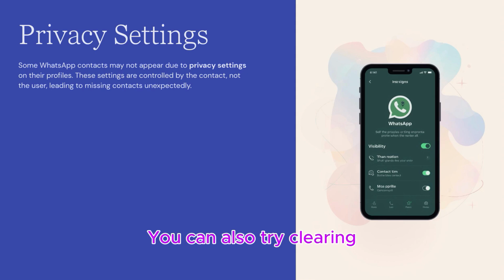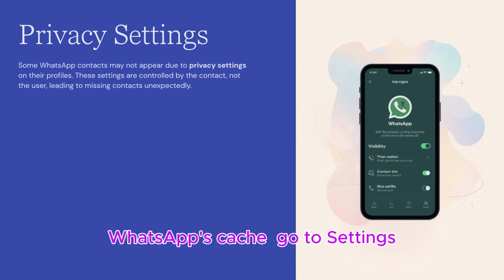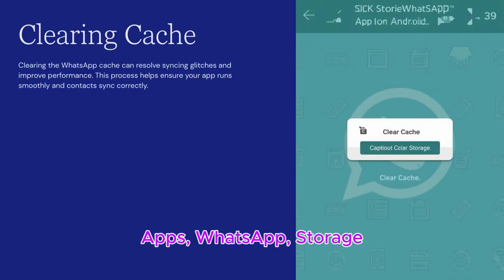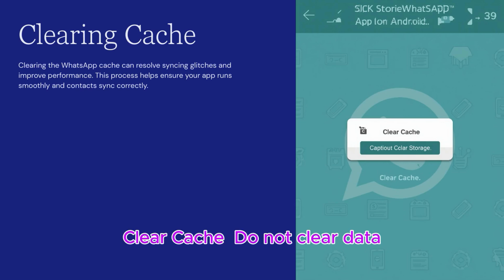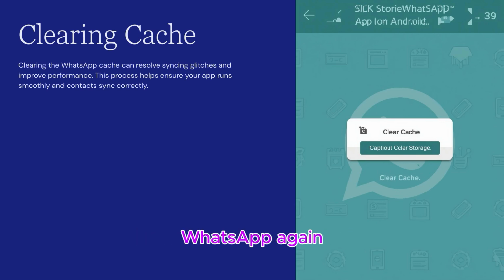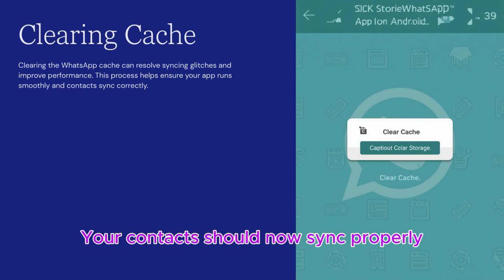You can also try clearing WhatsApp's cache. Go to Settings, Apps, WhatsApp, Storage, Clear Cache. Do not clear data. Restart your phone and open WhatsApp again. Your contacts should now sync properly.